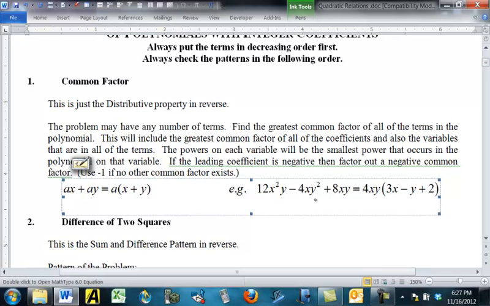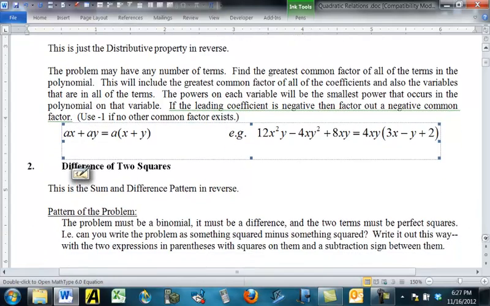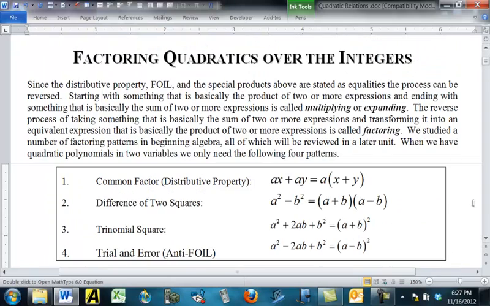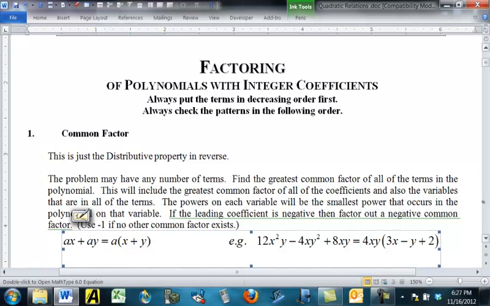Notice that if the original has 3 terms, the thing in the parentheses will also have 3 terms. It'll have the same amount of terms as the original did, and you'll have a monomial, 1 term, out front. Okay, so always when you're factoring, check for a common factor first. Get that factored out all the way.